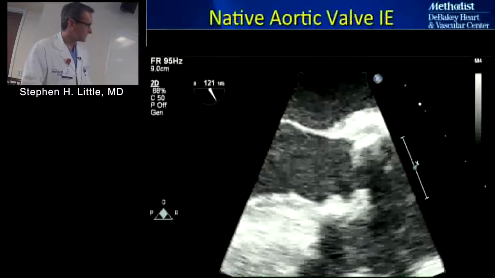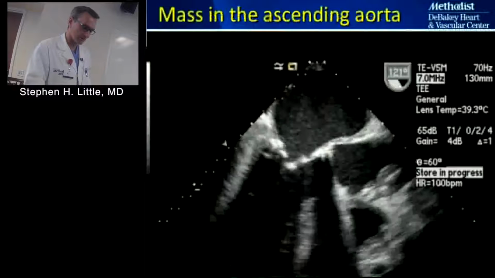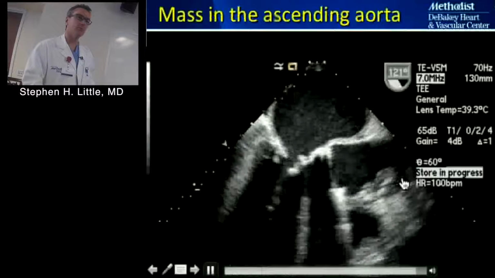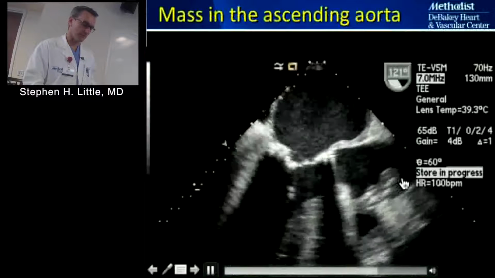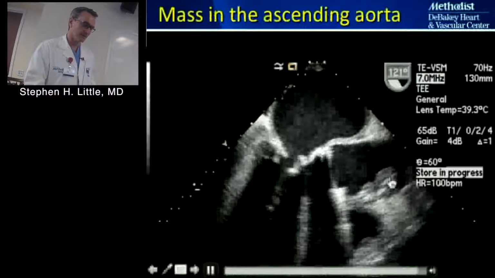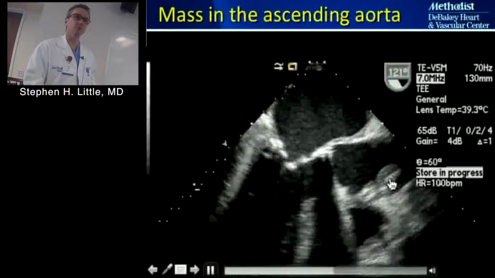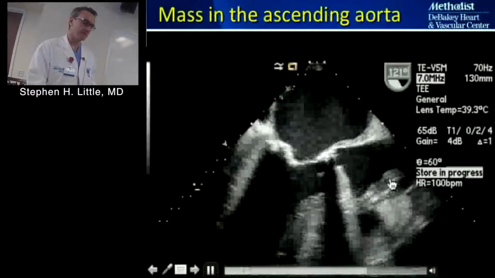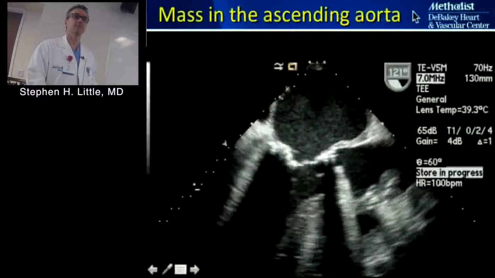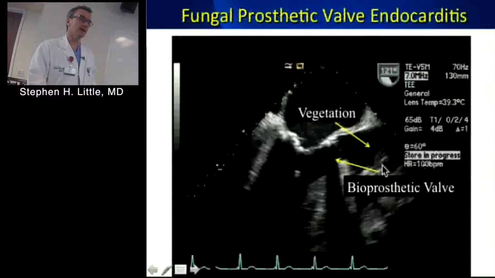Here's another one. This is a mass in the ascending aorta. Here's the pointer, over here. This is several months after a surgical aortic valve implant. And sure enough, this mass ended up being very concerning, viewed multiple times, getting bigger over time. Fungal culture is positive. It ended up being a fungal mass, so basically fungus at the time of either during surgery or shortly after surgery.